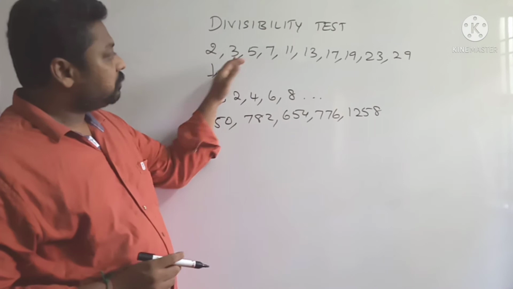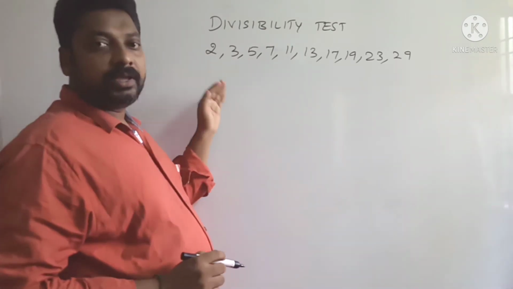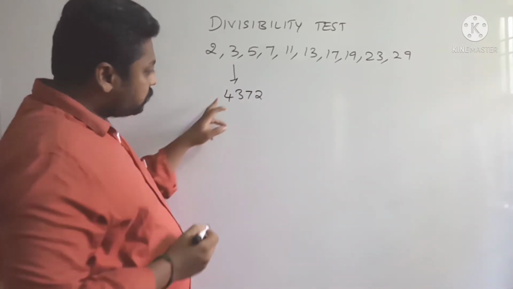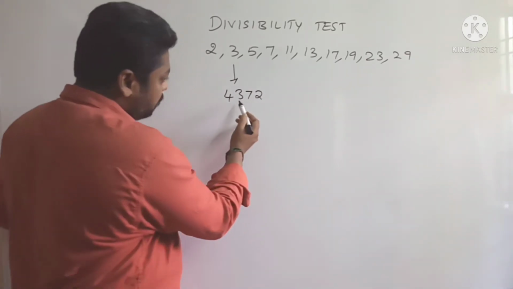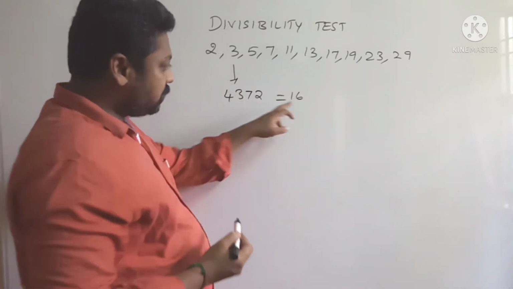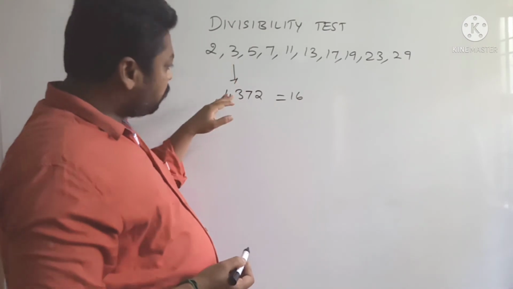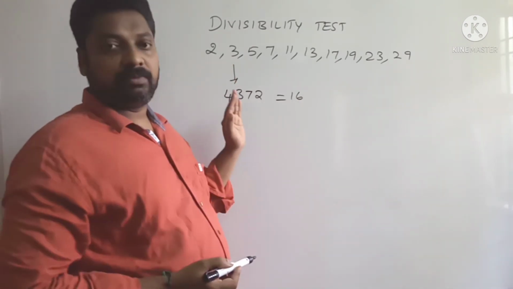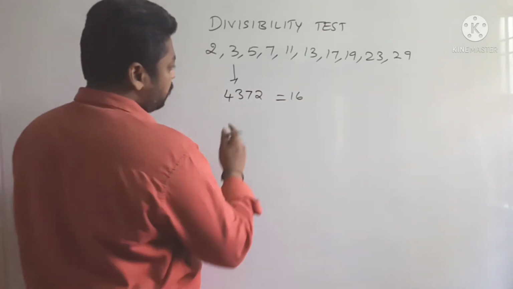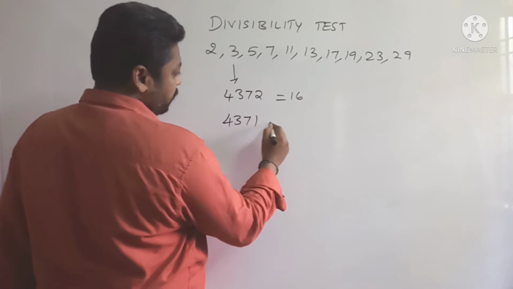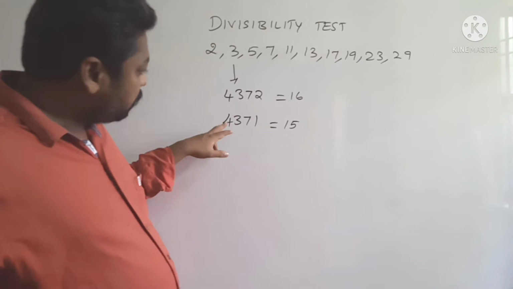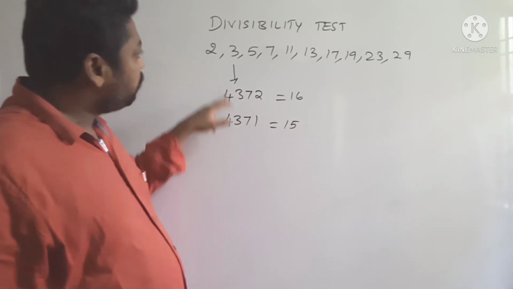What is the divisibility test for 3? For example, take any number, a 4-digit number, 4372. Add all the digits: 4 plus 3 is 7, 7 plus 7 is 14, 14 plus 2 is 16. So 16 is not divisible by 3. Therefore, 4372 is not divisible by 3. For example, we will take 4371. The sum of digits is 15. Therefore, 4371 is divisible by 3.